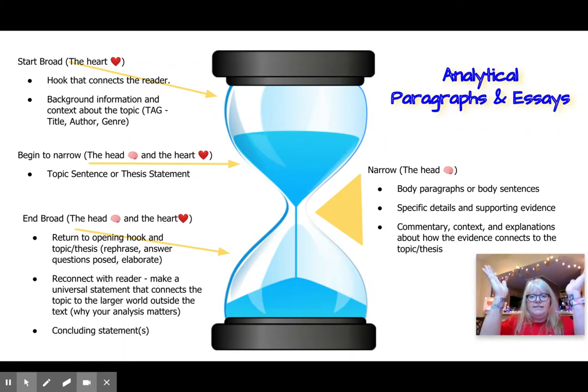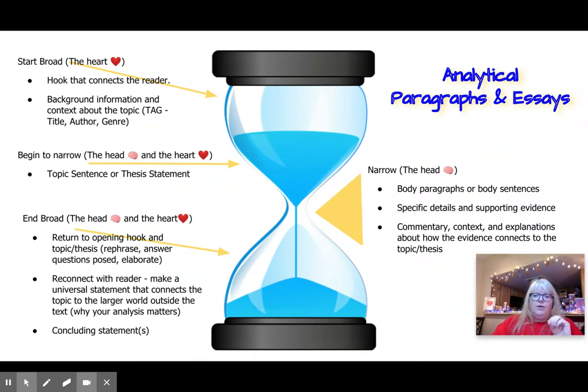So remember that an essay, just like your paragraph, is kind of hourglass shaped. You start off broad, universal, then you give a little bit of background on the story or your subject, and then you narrow down into the specifics and you give specific details and evidence from a story with some explanations. Then you broaden out again and you bring it back outside of the writing to the reader, and you make it relevant to the outside world and the reader.